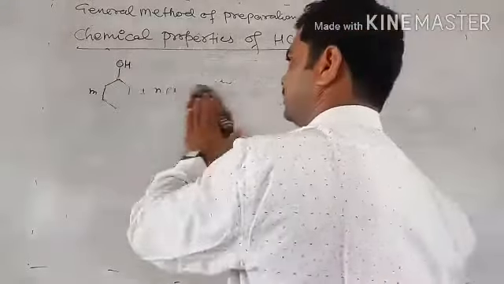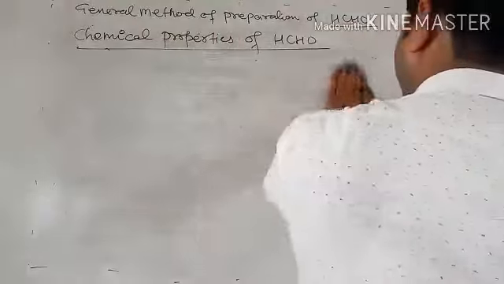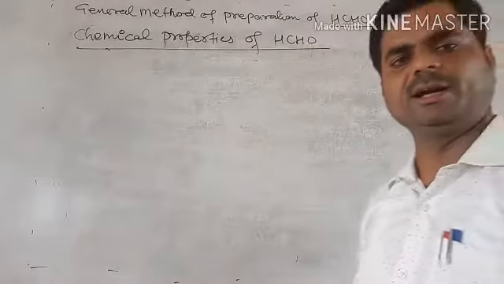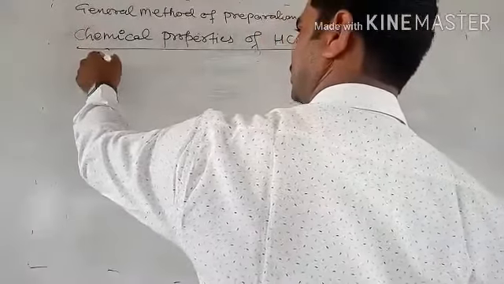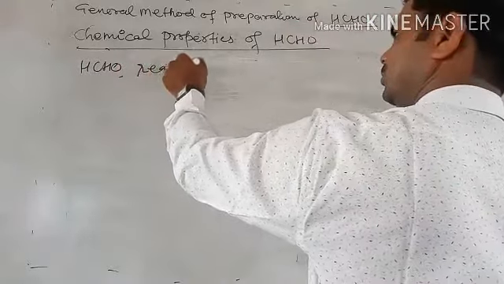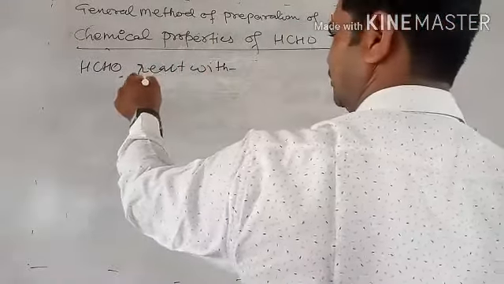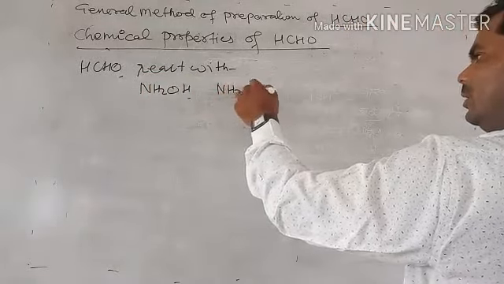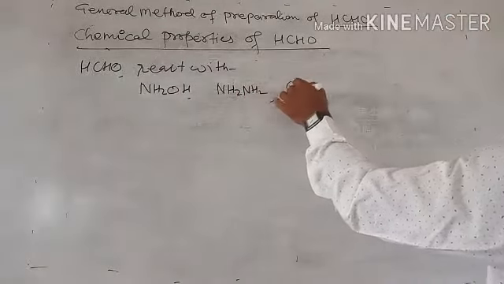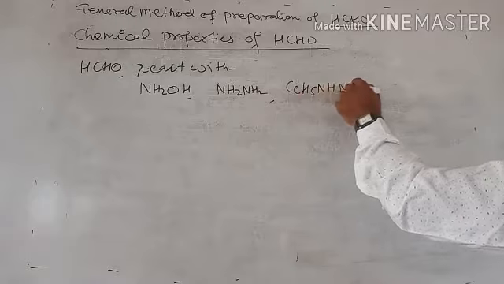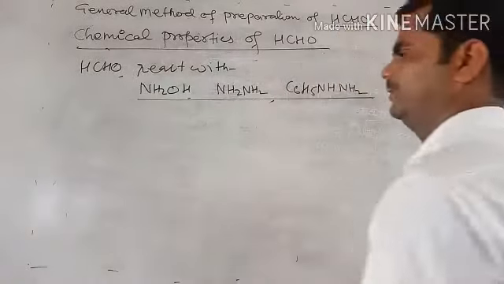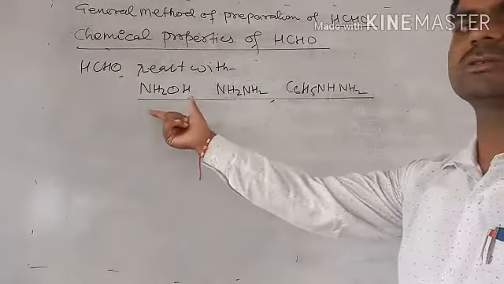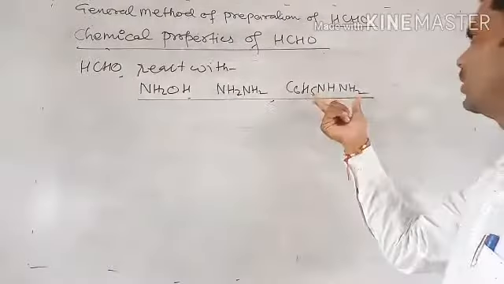There are some important chemical properties of formaldehyde. When formaldehyde, HCHO, reacts with hydroxylamine, just like NH2OH, hydrazine NH2NH2, and phenylhydrazine C6H5NHNH2. These are called hydroxylamine, hydrazine, and phenylhydrazine.